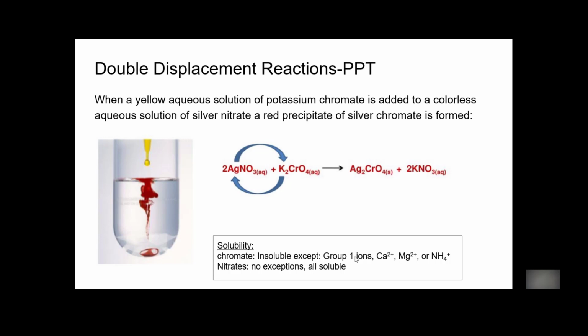When you're given some information, make sure you read it, because sometimes just the reading of whatever's given to you tells you everything you need without even having to look at a solubility chart. When a yellow aqueous solution of potassium chromate is added to a colorless aqueous solution of silver nitrate, a red precipitate of silver chromate is formed. It has given you everything there. So if I was to give you that sentence above, by now you should be able to write it out with the physical states and balance it on your own.